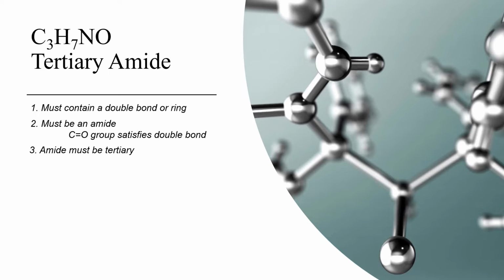We can start drawing our molecule by putting in an amide functional group. Now we know that the amide must be tertiary, so we can add the methyl groups to the nitrogen. And finally, to saturate the molecule fully, we can add a hydrogen, and our line structure is complete. And that would be called N,N-dimethylmethanamide.